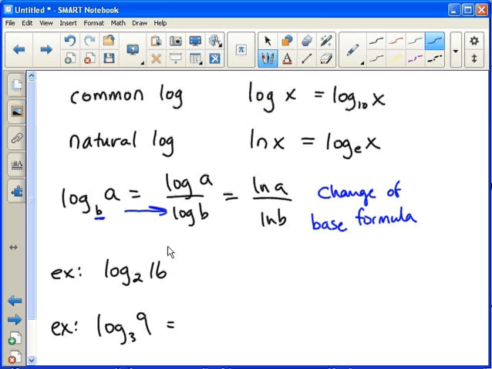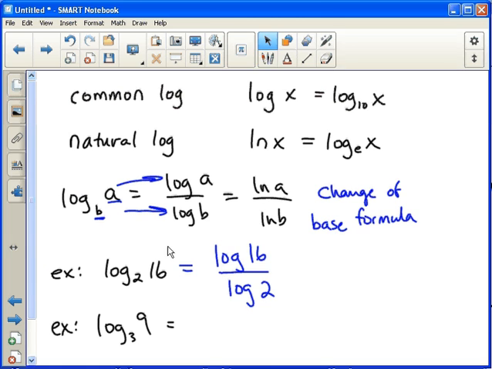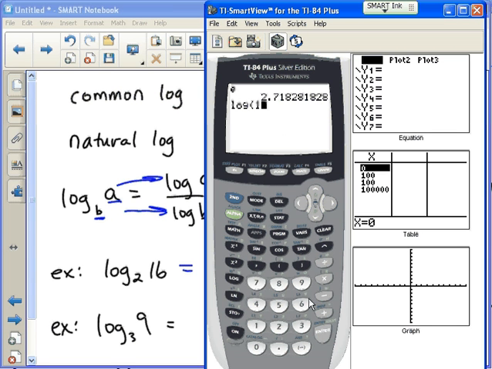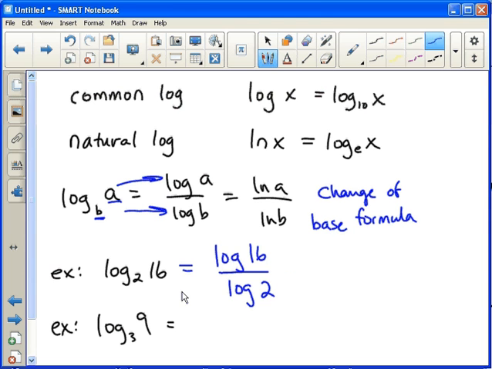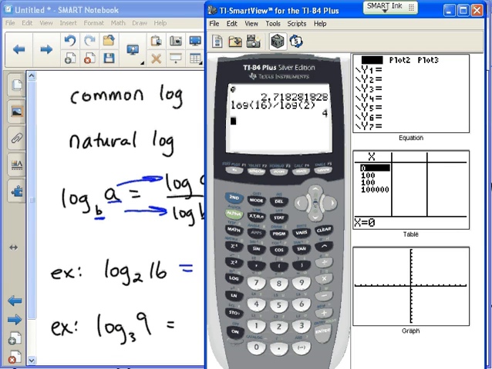So in our calculator, to do log base 2 of 16, we can just plug in log of 16 over log of 2. So we can do log 16 divided by log 2, and we get 4. Just for the sake of illustration, let me show you that you can also do the same thing with natural log. So you can do natural log of 16 over natural log of 2. There we go, and we also get 4. So it doesn't matter whether you use common log or natural log for this change of base formula.